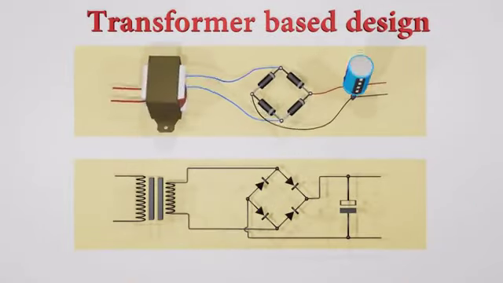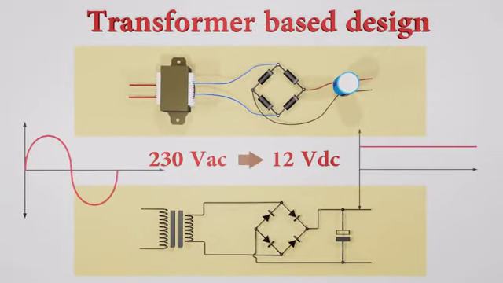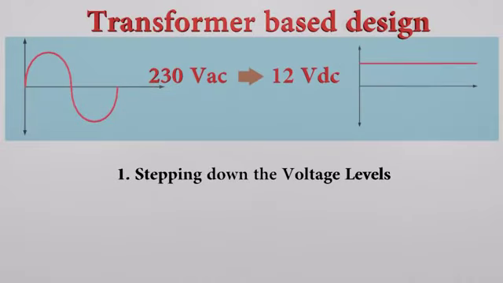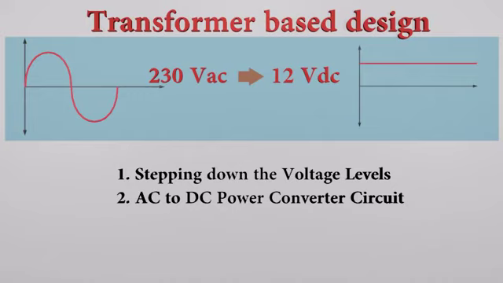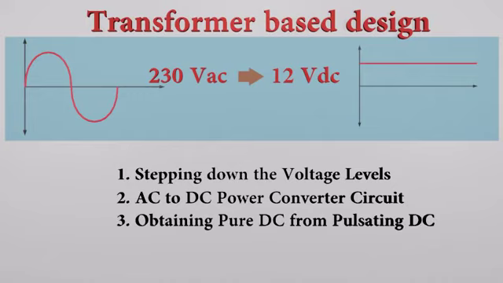Let's discuss how to convert 230 V AC into the desired DC value. In this video, we are describing a traditional transformer-based design. For ease of understanding, let's convert 230 V AC into 12 V DC. It consists of 4 simple steps. 1. Stepping down the voltage levels. 2. AC to DC power converter circuit. 3. Obtaining pure DC from pulsating DC. 4. Regulating DC voltage. Let's discuss one by one.